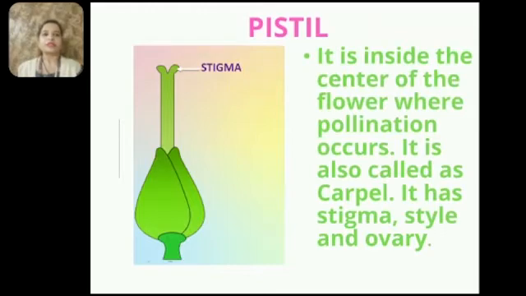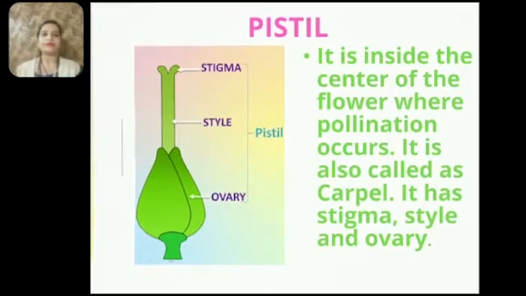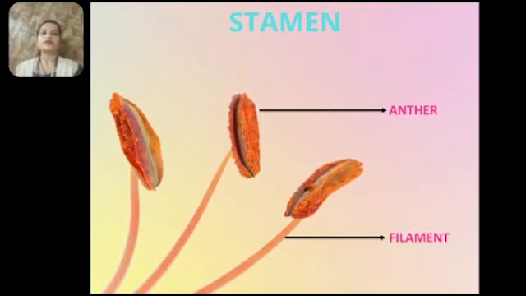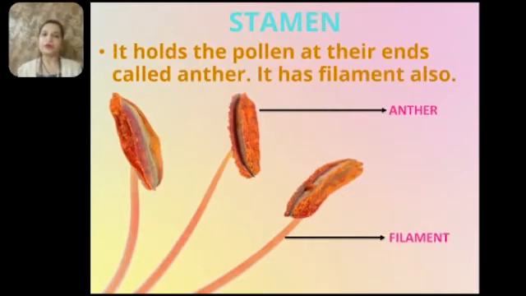Pistil. It is inside the center of the flower where pollination occurs. It is also called as carpel. It has stigma, style and ovary. Stamen. It holds the pollen at their ends called anther. It has filament also.